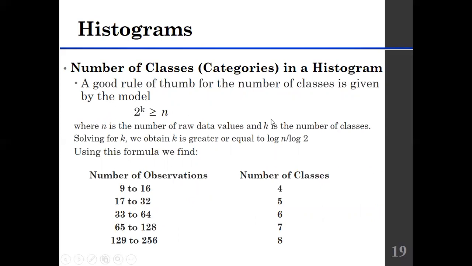For the number of classes or categories in a histogram, we can use a rule of thumb. That is, 2 raised to the power k greater than or equal to n, where n is the number of raw data values, and k is the number of classes or categories. For solving k, we can take the log, and k would be greater than or equal to log of n divided by log of 2. So using this formula, we can find these values.